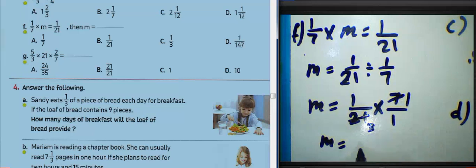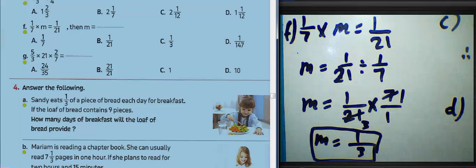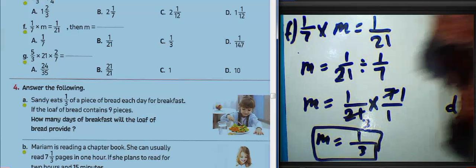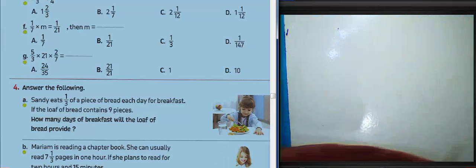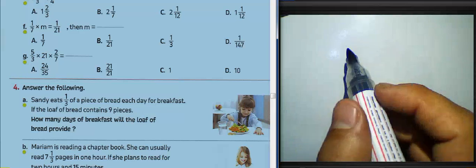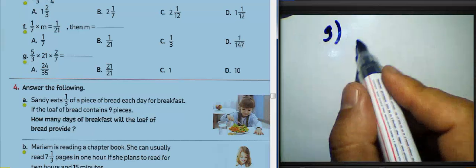21 divided by 7 equals 3. 1 times 1 equals 1. 1 times 3 equals 3. So M must be equal to 1 over 3. Okay? 1 over 3. You must study hard about this example. You must solve a question by yourself. Okay, my students? Study hard about this example. It's very important.